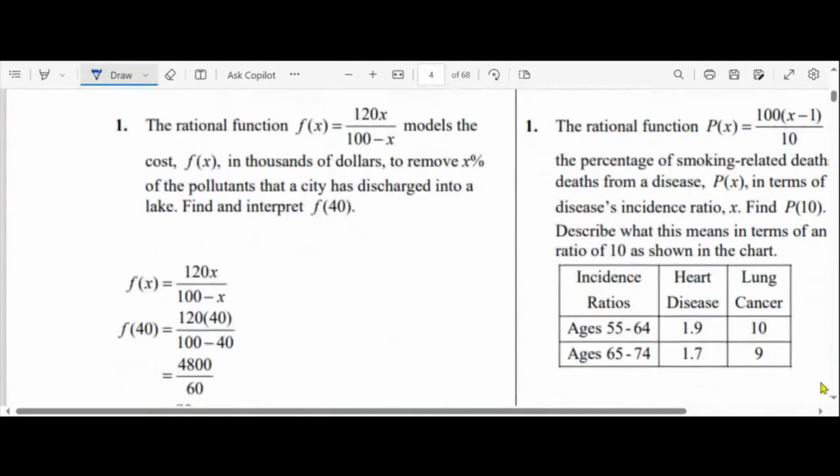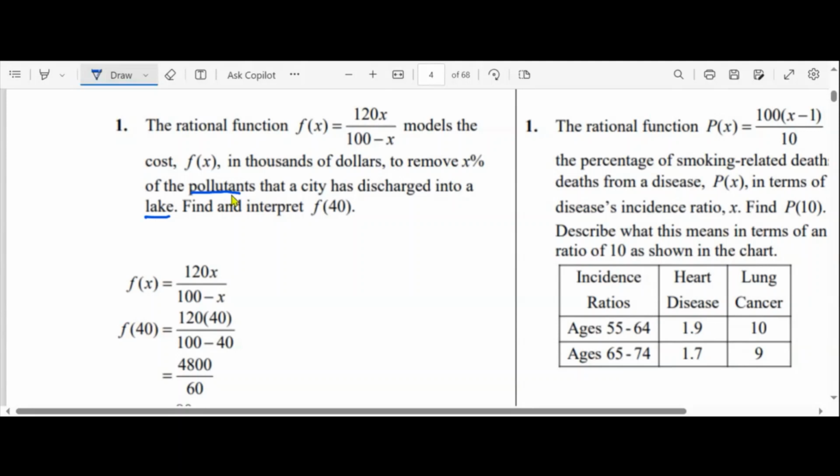I need someone to read. Who can read? Yes, Abdullah. The rational function f of x equals 120x over 100 minus x models the cost f of x in thousands of dollars to remove x percent of the pollutants that a city has discharged into a lake. Find and interpret f of 40.